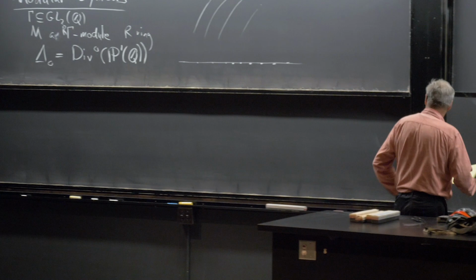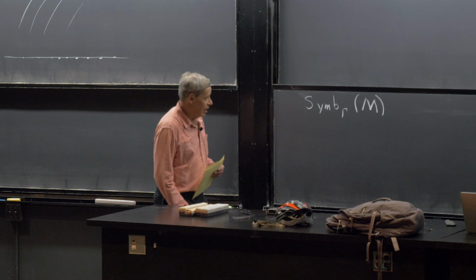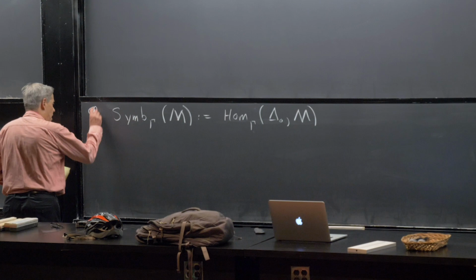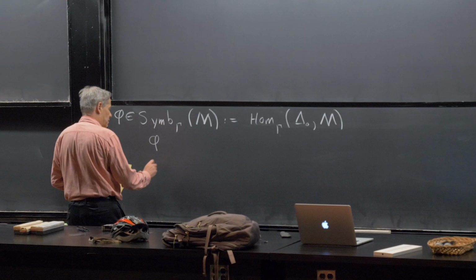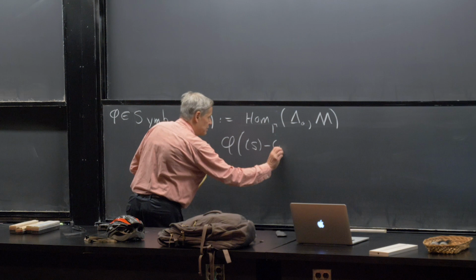So what are the modular symbols? The modular symbols over Γ with values in M, sometimes I'll write it that way, is the set of homomorphisms, equivariant over Γ, from Δ0 to M. Okay, and so if I have a modular symbol, I'll tend to write things like this: φ of R to S. And when I write that, in this interpretation, that would be φ of the divisor of degree zero S minus R.